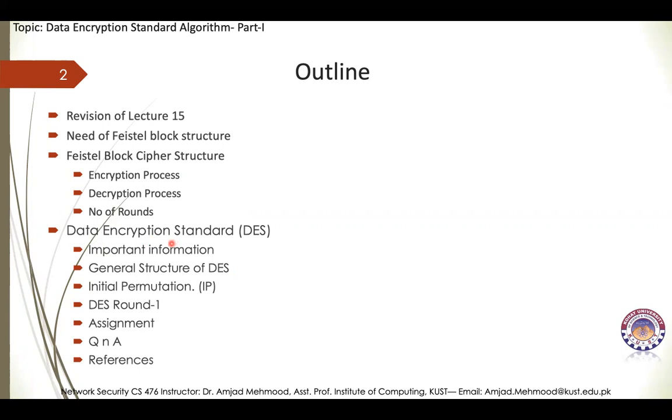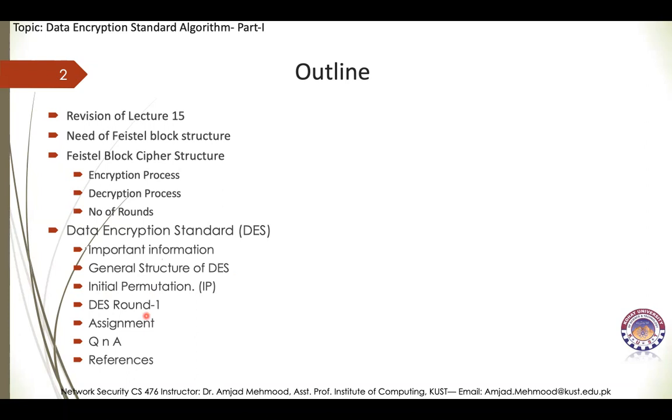In DES today we will be discussing important information about DES, the general structure of the Data Encryption Standard, and initial permutation. This is the first step of DES, and it is called initial permutation, IP. And then we will be discussing round number one. As you know, the Data Encryption Standard consists of 16 rounds, but we will be discussing only one round in detail.